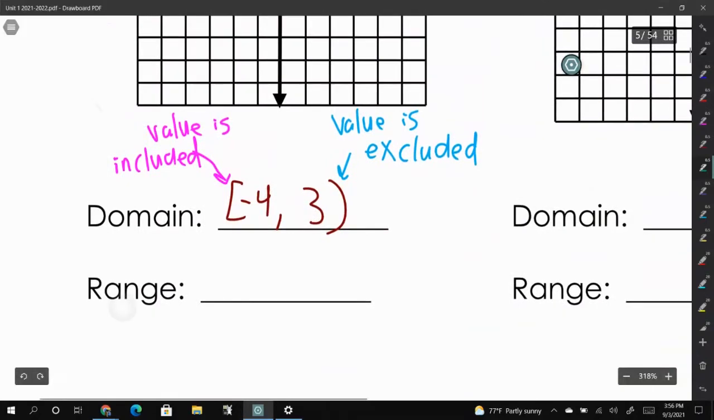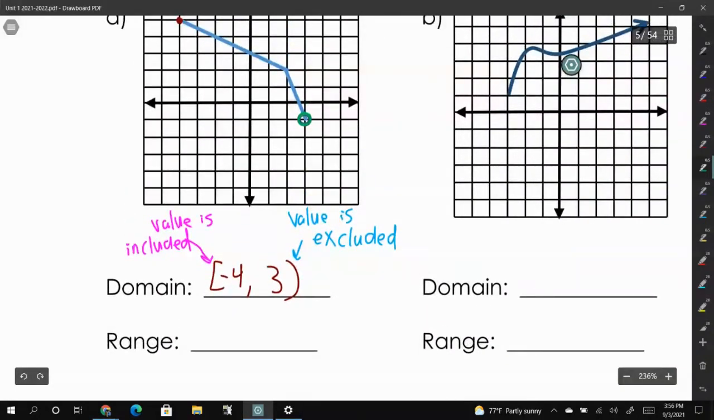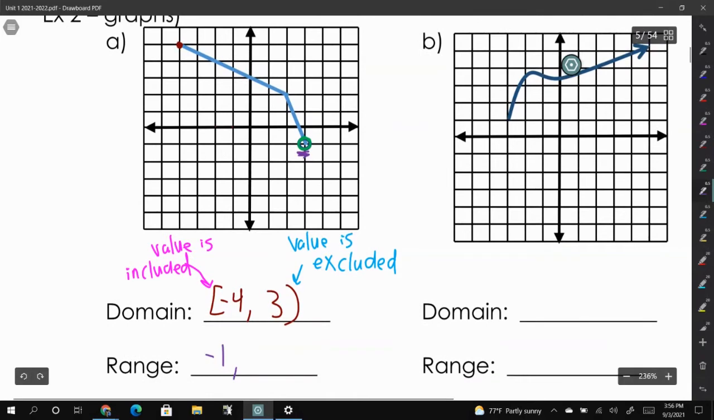For the range, we look at the y values. The smallest y value is right here at -1, and the largest y value is all the way up here at 5. Now that -1 is at this open circle, so we put a parenthesis, and we put a bracket around the 5 because it came from that included point.